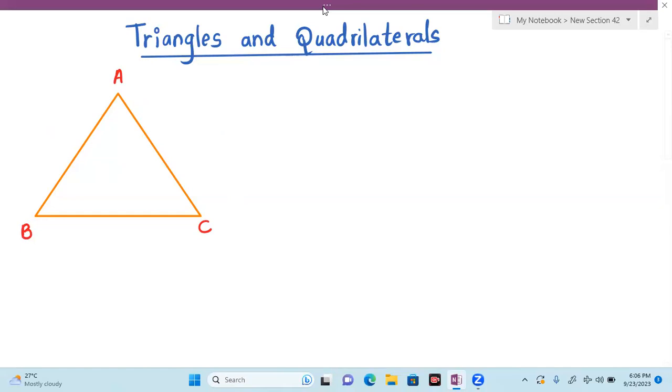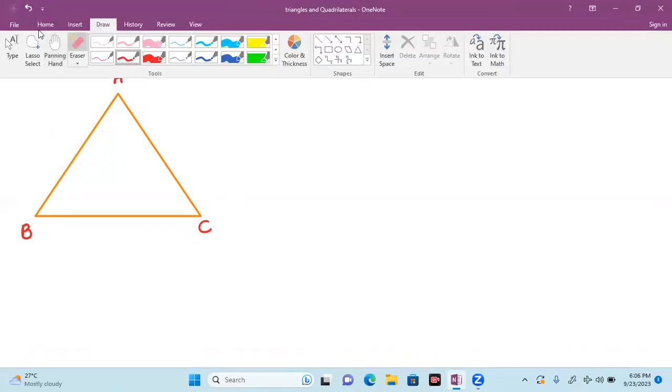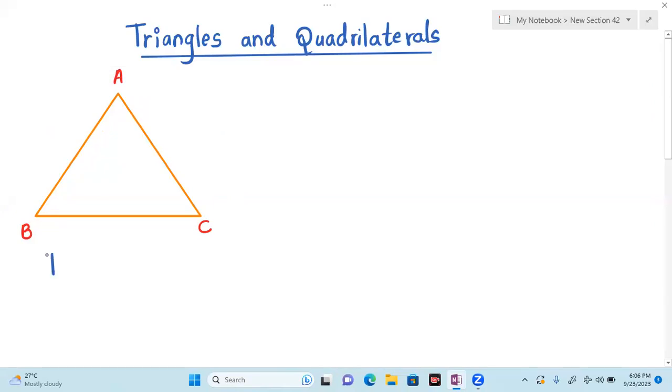Then we can write: a triangle is formed by 3 straight line segments.